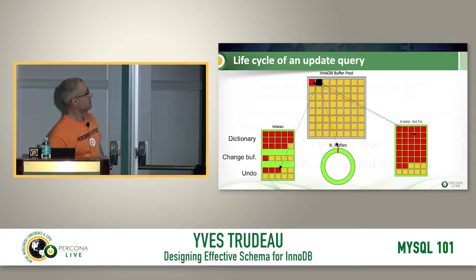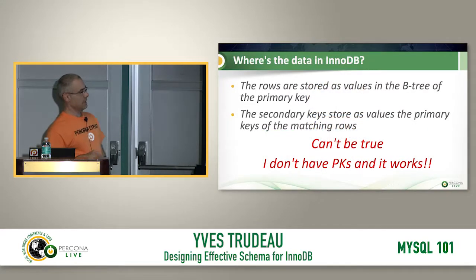So InnoDB stores the rows inside a B tree. It's the B tree of the primary key. The secondary keys are also B trees, but the value that they store is not the row, it's the value of the primary key. So if you have a very large primary key, it makes the secondary keys bigger because it's saved for each entry.